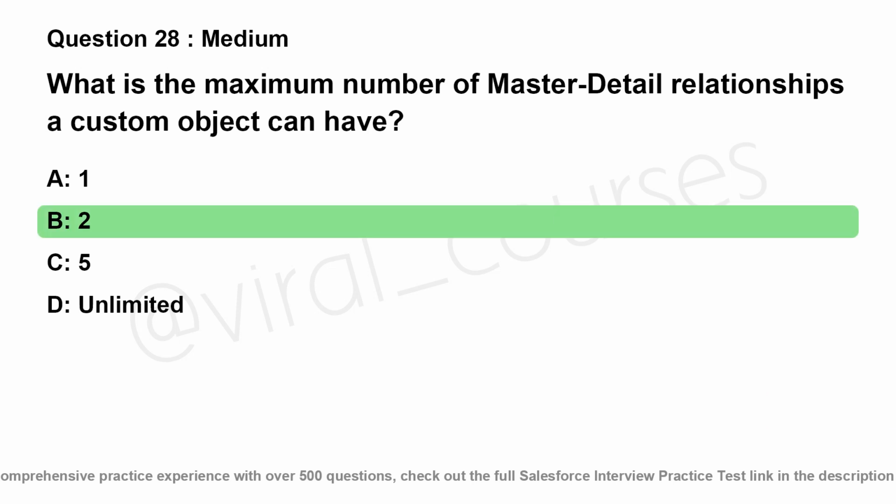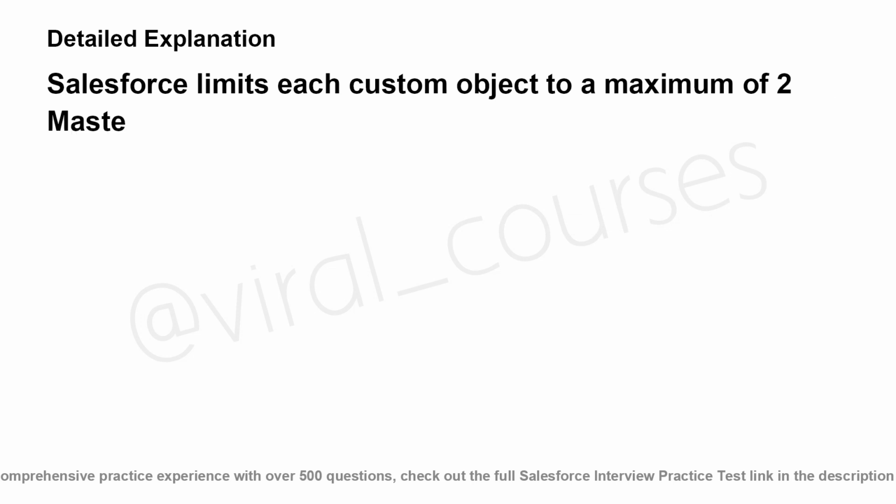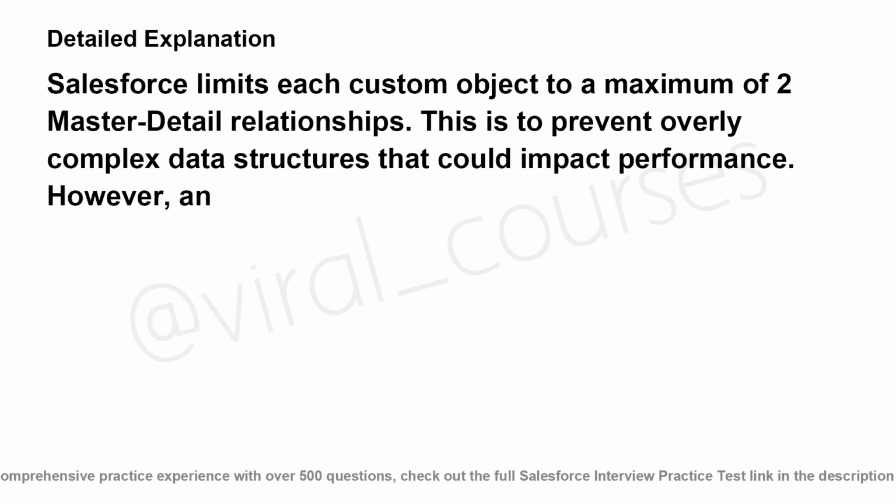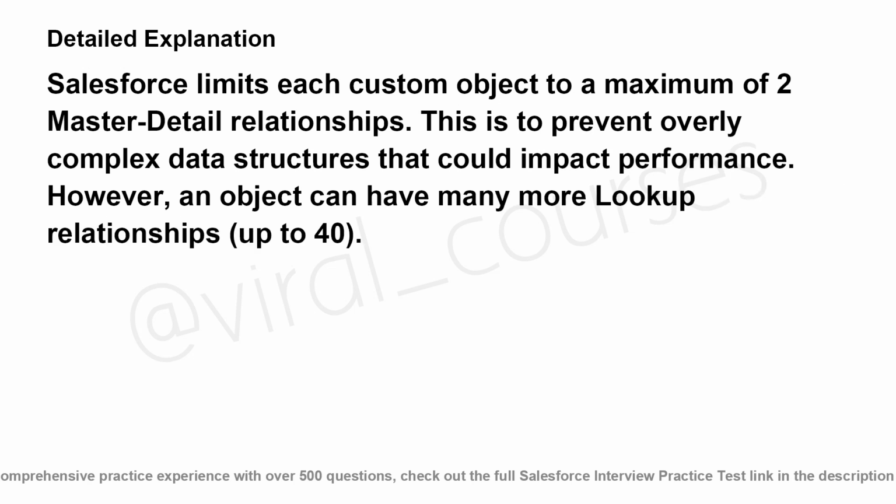The correct answer is B. Salesforce limits each custom object to a maximum of 2 master detail relationships. This is to prevent overly complex data structures that could impact performance. However, an object can have many more lookup relationships, up to 40.